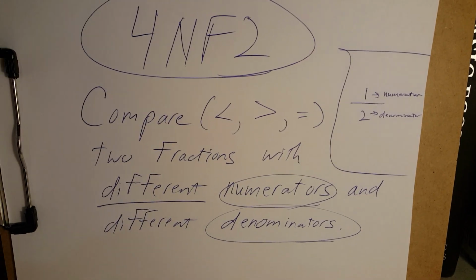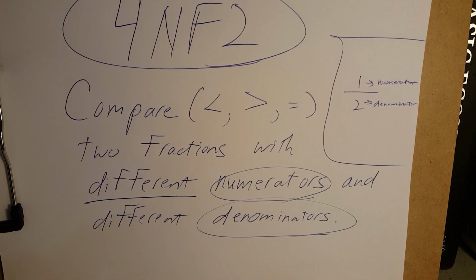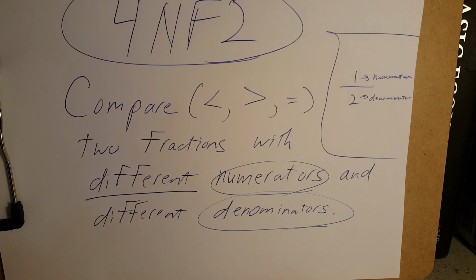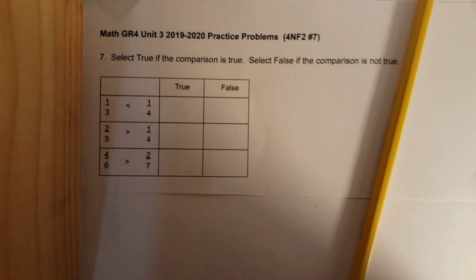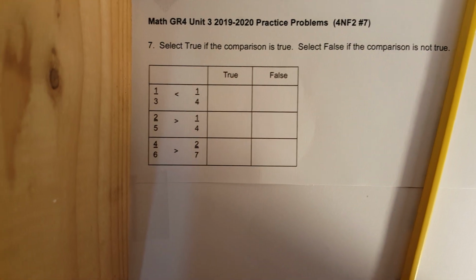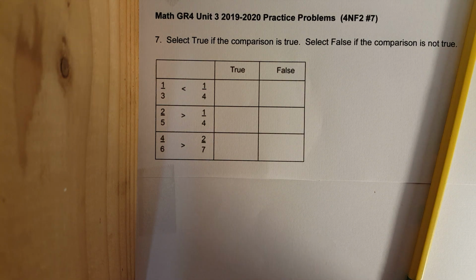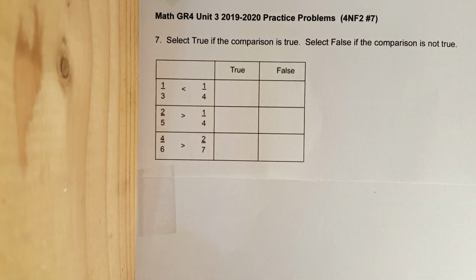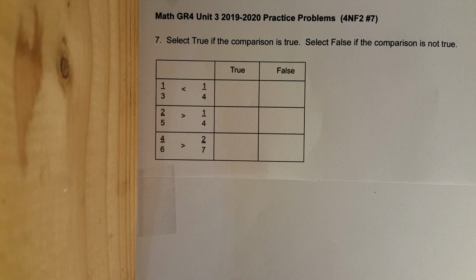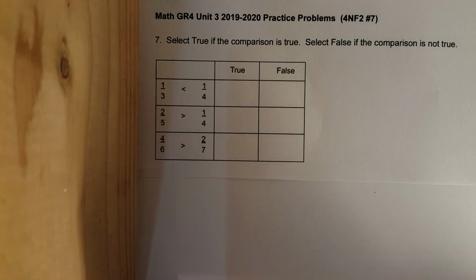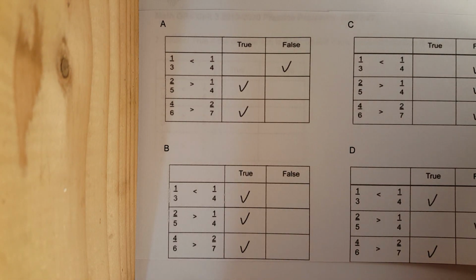Howdy. For NFT, compare less than, greater than, equal to two fractions with different numerators and different denominators. Here is number 7. Please hold. So you see the problem like this on the test. It actually has all this right below it.